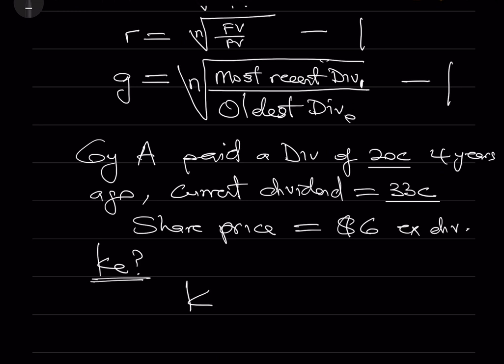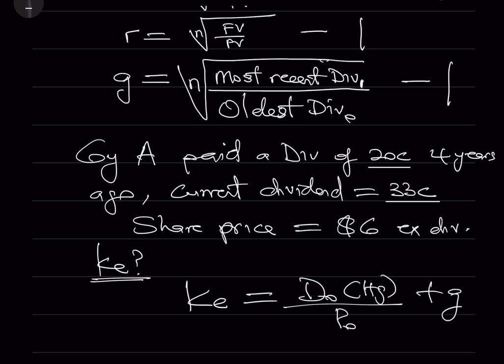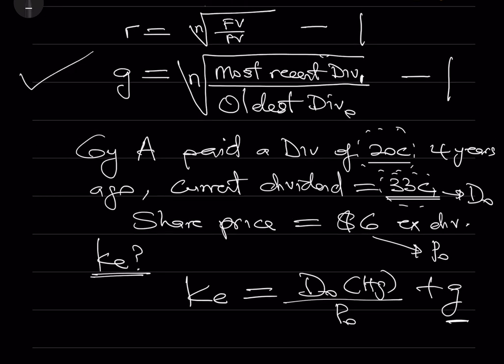The second formula for cost of equity says that the current dividend grown by 1 plus G, divided by price, plus G. Now we know D naught, which is 33. This is our D naught. We know our P naught as well, but we don't know G. What we can see is that we have a very old dividend that was paid 4 years ago, 20 cents, and we have the latest dividend of 33. So we can actually use this approach to determine our growth rate.